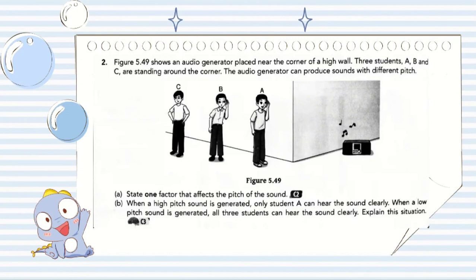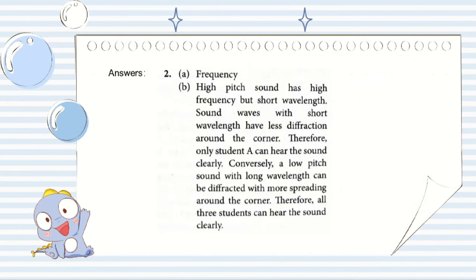Explain this situation. The answer is, a high-pitched sound has high frequency but short wavelength. Sound waves with short wavelength have less diffraction around the corner. Therefore, only student A can hear the sound clearly. Conversely, a low-pitched sound with long wavelength can be diffracted with more spreading around the corner. Therefore, all three students can hear the sound clearly.